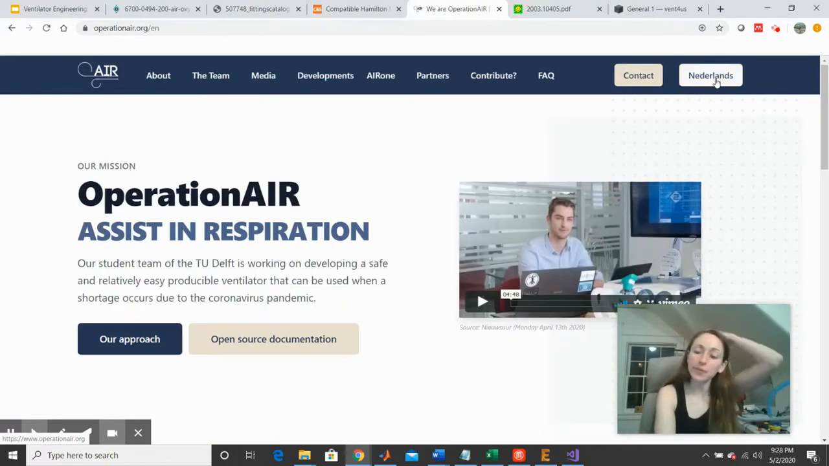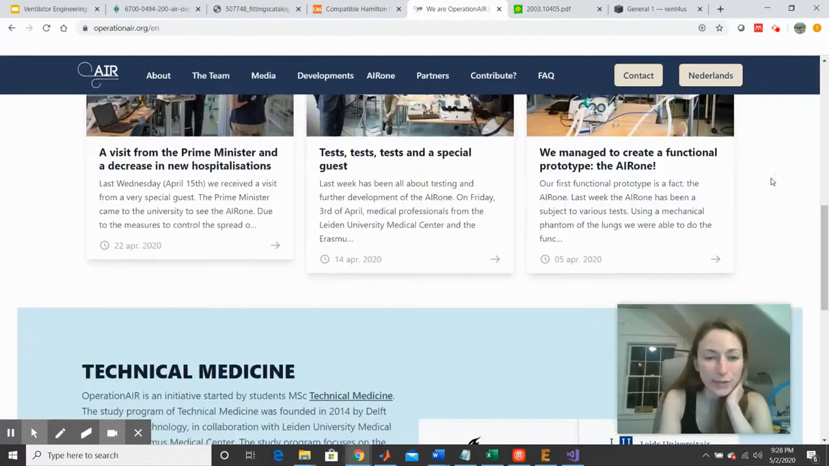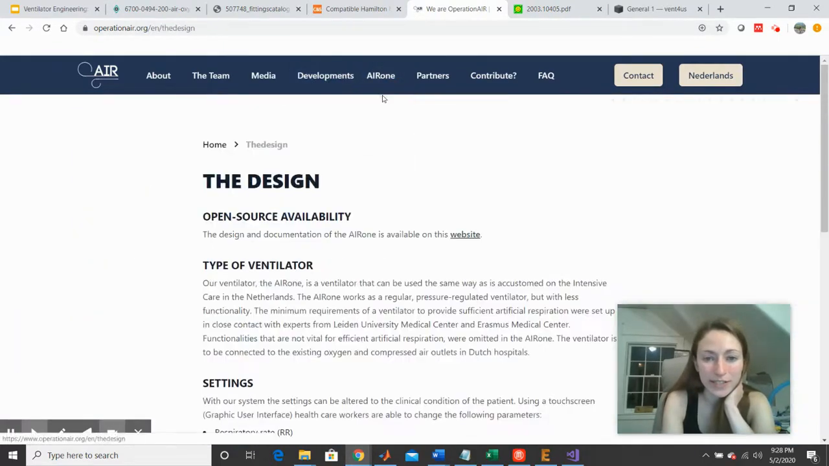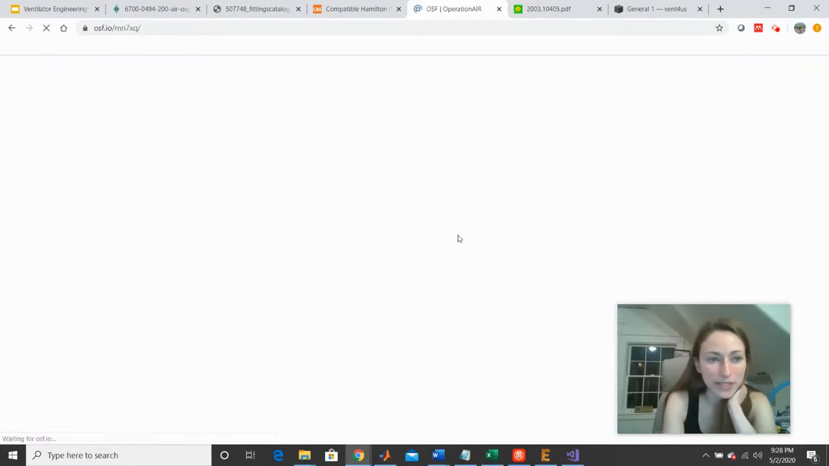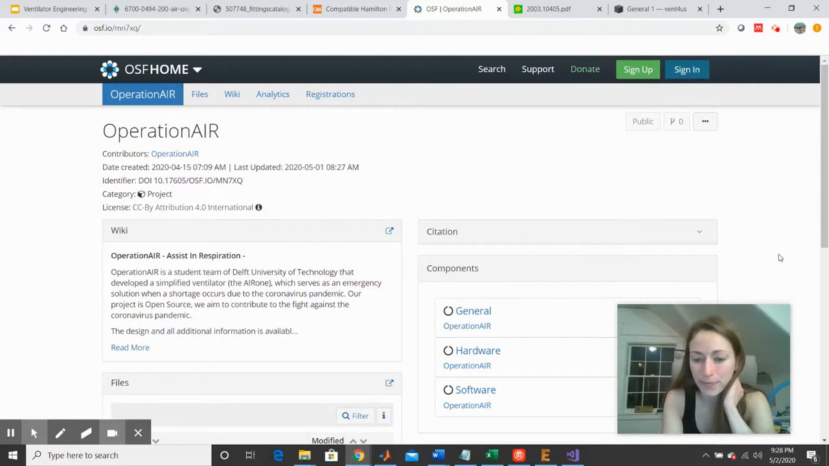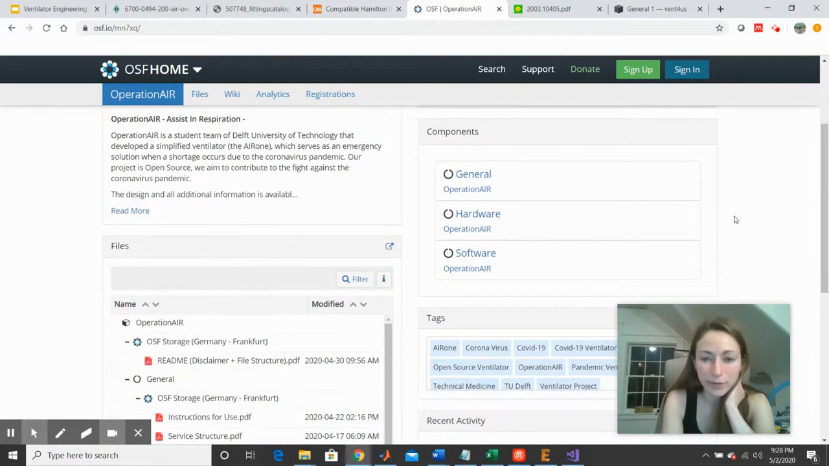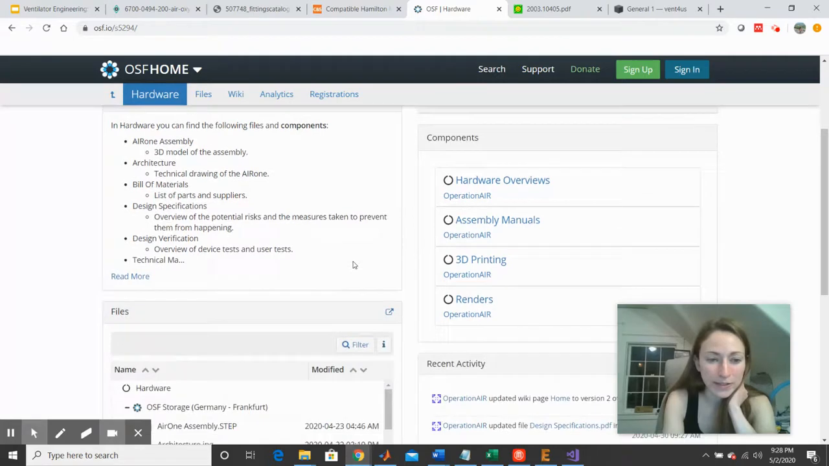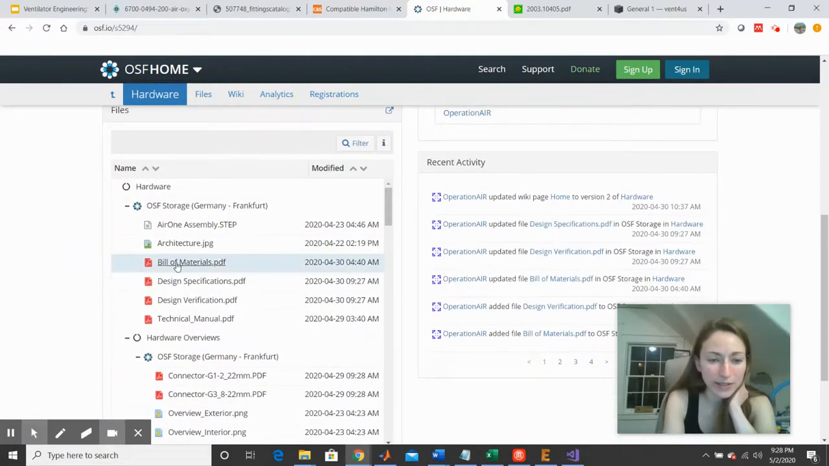Here's Operation Air. They have a very nice website with a lot of awesome publicity. Let's see if we can find their design. All of their open source materials are available on this website, OSF. And here you can find information about their general design, hardware stuff, software stuff, and so on. We're just looking at the hardware for now. This is where they list all of their architecture, bill of materials, technical manuals, and so on.